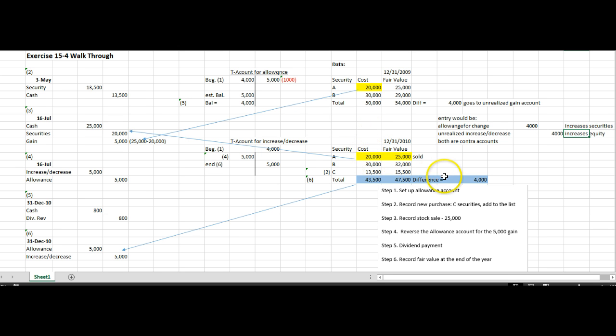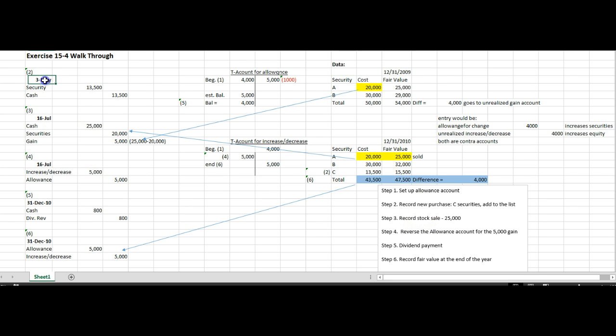So that would be an entry to the allowance for change. I set it up in a T account. We have a beginning balance of $4,000, and we have a beginning balance down here of $4,000. So that's step 1. Once you have that set up, and you have your table here set up, which you have to do before you can set up the balance, you're good to start in on entries for the year.